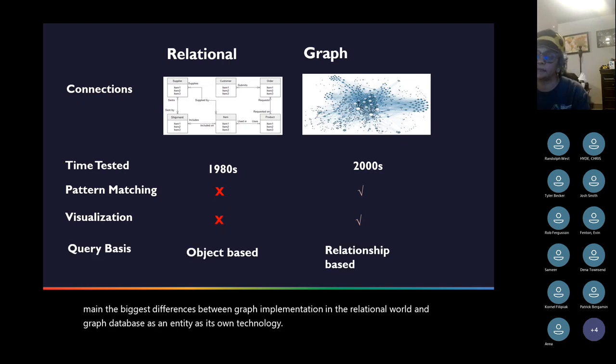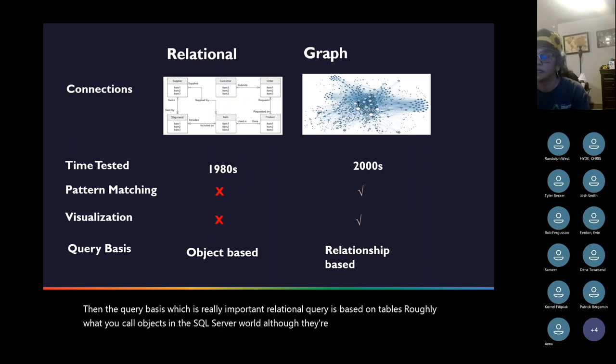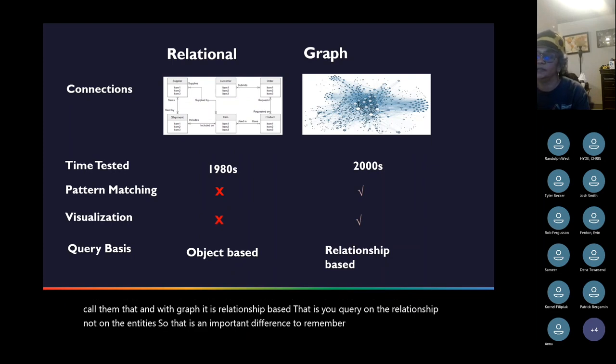Then the query basis, which is really important. Relational query is based on tables, roughly what you call objects in the SQL Server world, although they're not really objects, but we can call them that. And with graph, it is relationship based. That is, you query on the relationship, not on the entities. So that is an important difference to remember, that the basis of your query is different.